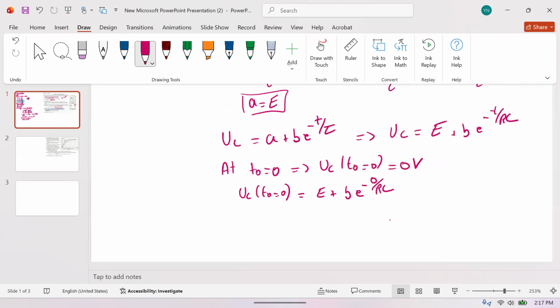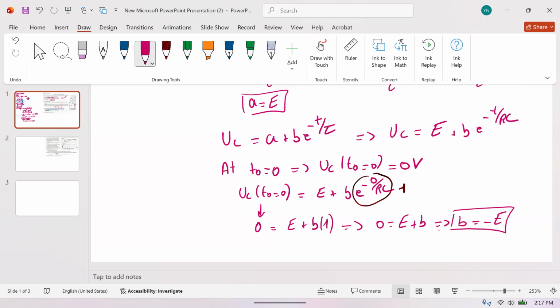Now, simply, you see at the beginning it was 0, so I replace it by 0, equals E plus B. E to the power 0 is simply replaced by 1. The whole thing, e to the power 0 is 1. So times 1, I can simply not write 1. Okay? Now what do we get? 0 equals E plus B, and we take B to the other side or E to the other side. We get that B is equal to minus E, and I got my last variable.